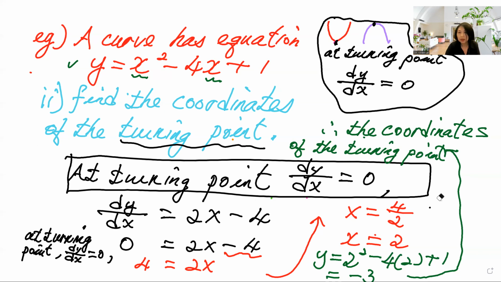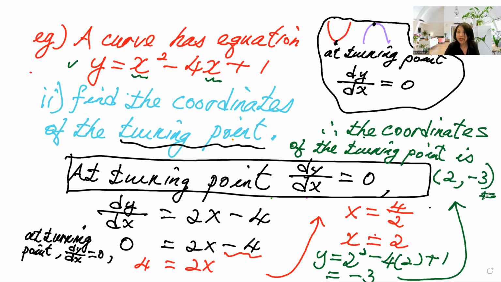Let me need more space. Okay, so this one I have moved here is okay in the coordinate. So what is it? X is 2, and then y is -3. So this would be your answer.